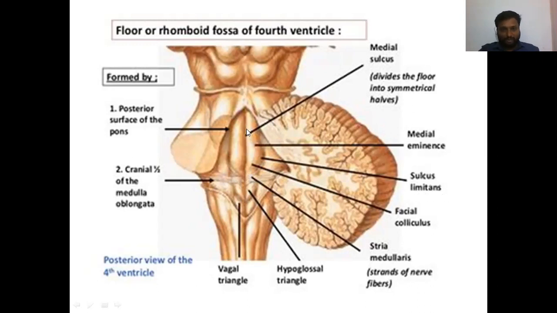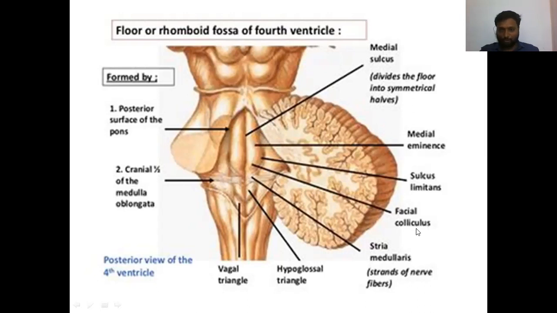Between the median sulcus and this limiting sulcus, we can see one elongated area or ridge. That is the median eminence. So first point, median sulcus. Second point, limiting sulcus. Third point, median eminence. In the upper part of the median eminence, we can see a bulged portion. This bulged part of the median eminence is known as the facial colliculus.